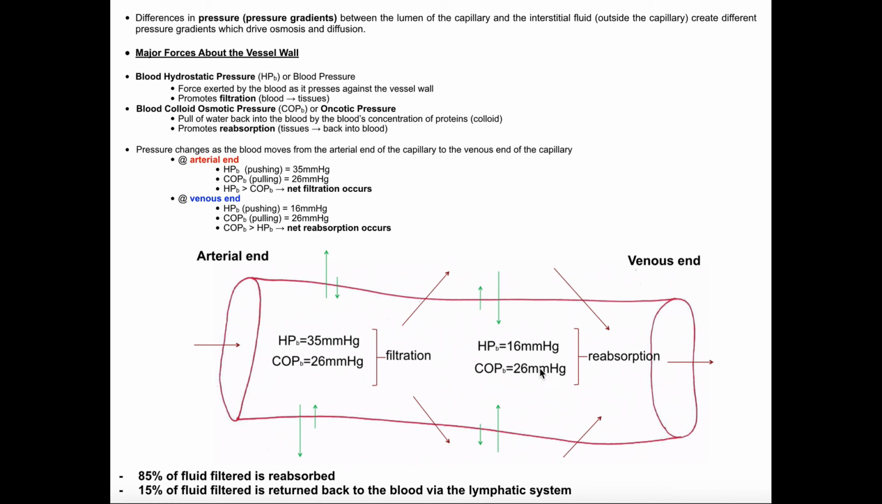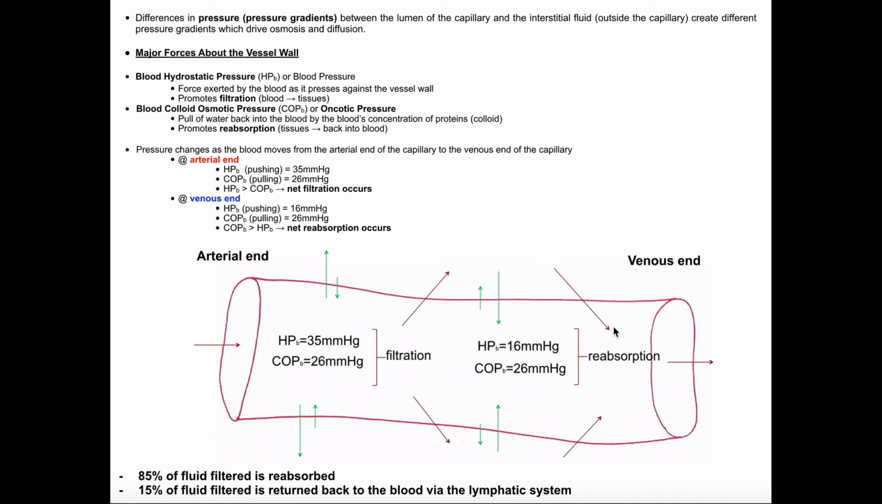Okay? Now, what's important to understand about the fluid that's reabsorbed is it's not all of it. Only about 85% of the fluid that's filtered is reabsorbed. So if you look at the amount of fluid that gets filtered on the arterial end, only about 85% of that fluid is reabsorbed. The other 15% of it remains in those tissues. Okay? And that remaining fluid can actually be returned back to the blood via the lymphatic system. So, 85% of it's reabsorbed.